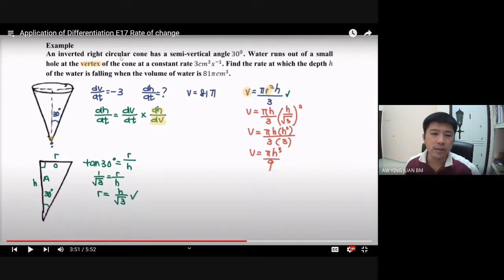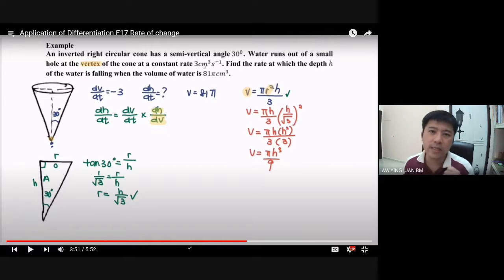Extract information. Semi-vertical angle. Semi maksudnya half. That's why kita nampak lah ya. Di sini kita ada 30 degree. Water run out of a small hole at the vertex. Ini vertex. So, maksudnya kalau air turun, kita bincang tentang cone kan? Cone punya volume akan berkurang. Betul? So, teruskan. Dia bagi tahu you constant rate.